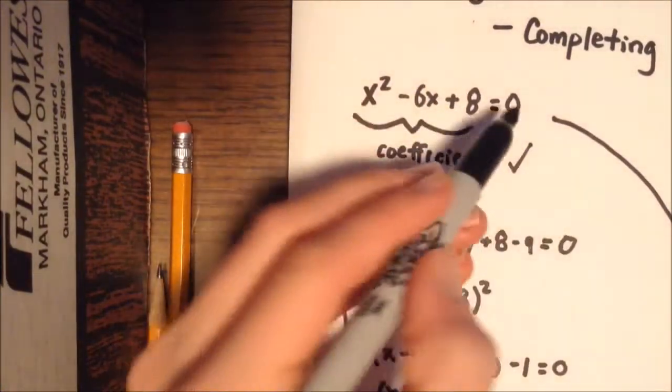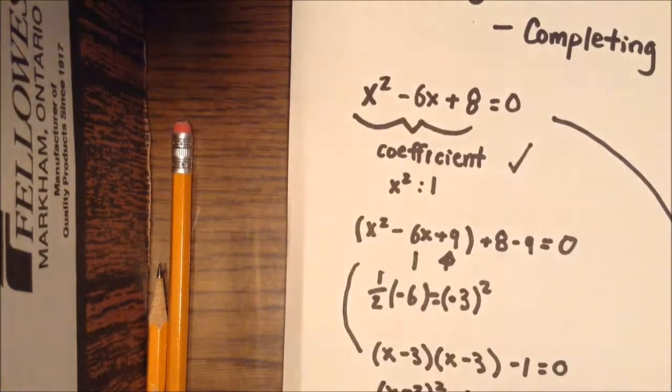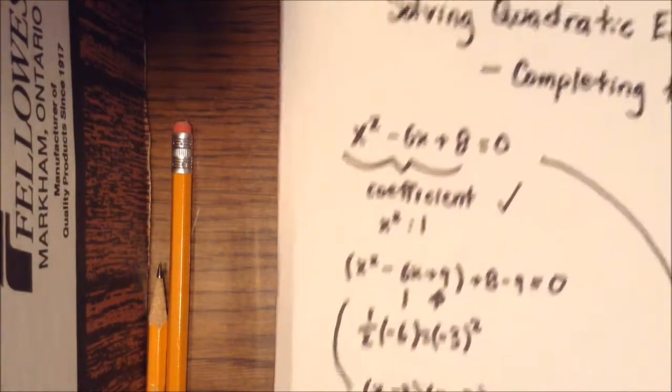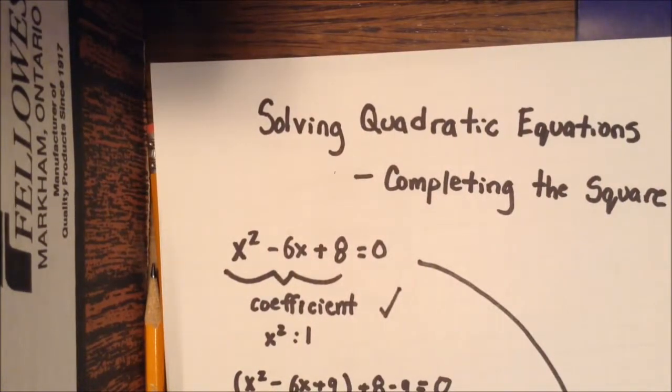And if you plug 2 and 4 into the original equation, you will get 0. So that is how you solve quadratic equations by completing the square.